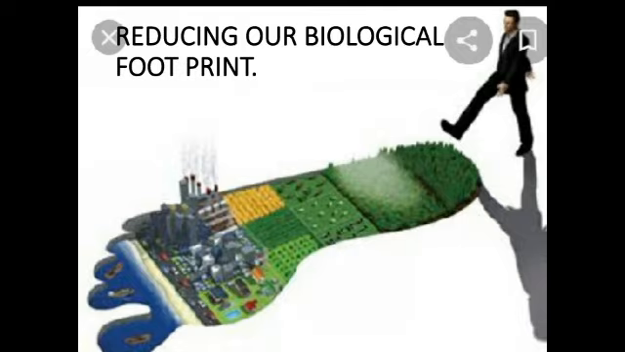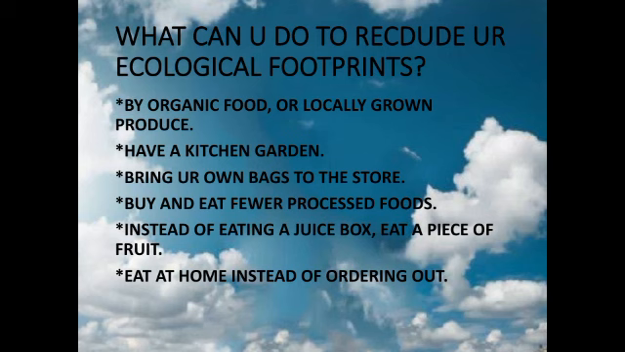The next point is reducing our ecological footprint. What can you do to reduce your ecological footprint? Buy organic food or locally grown produce. Have a kitchen garden. By doing this, you cut down on pollution from shipping, filtration, packaging, etc., and your food is fresher. Bring your own bags to the store.